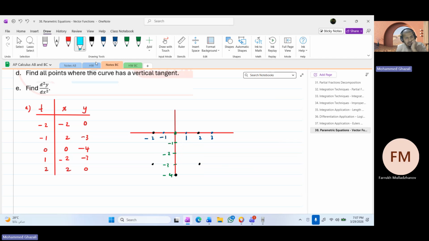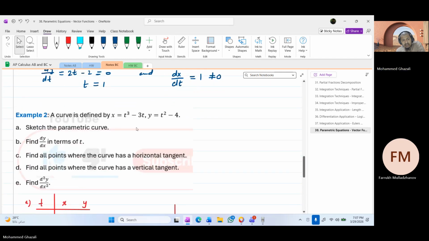So my starting point was here. This is t equals -2. Then we have t equals -1, so I don't forget. And then we had t equals 0, third point. Then we have t equals 1, fourth point. And fifth point is when t is equal to 2. We need more points, we need points in between. Makes sense?